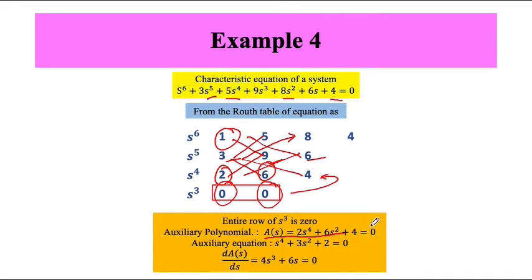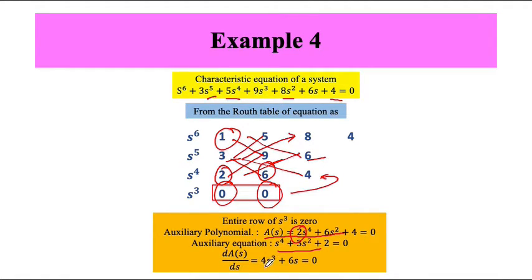Okay, which is equal to 0. So we take 2 common and divide all the other terms by 2, and we get this polynomial equation. Now we find the derivative of the auxiliary equation, that is dA(s)/ds. With respect to s, we are differentiating our auxiliary equation.